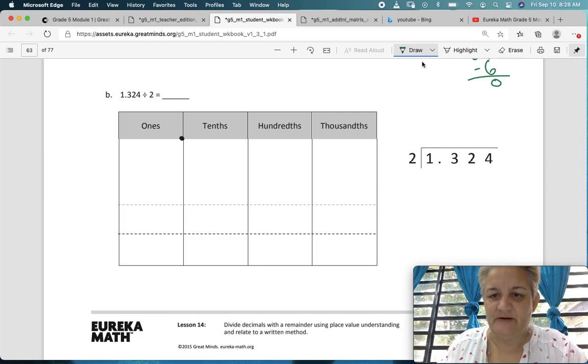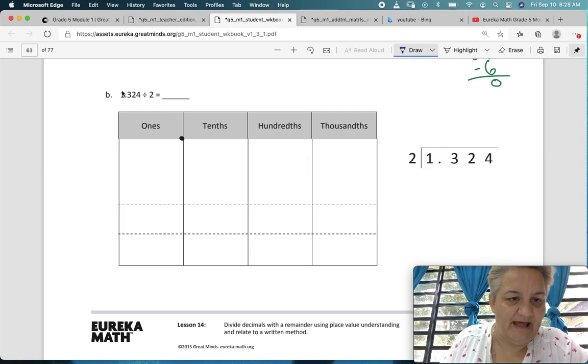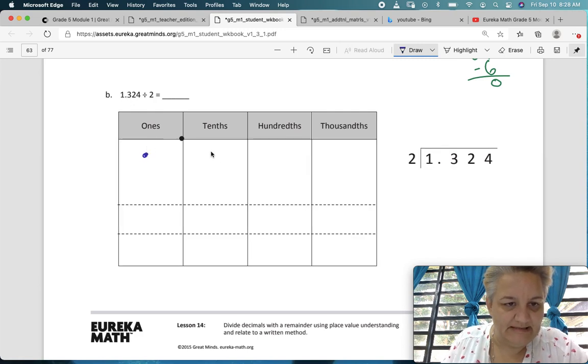I kind of like those purples and blues. I want to go back to that. Okay, so I have 1, 1, 3 tenths, 1, 2, 3, 2 hundredths, 1, 2, and 4 thousandths, 1, 2, 3, 4. And I'm going to do these simultaneously now, okay?